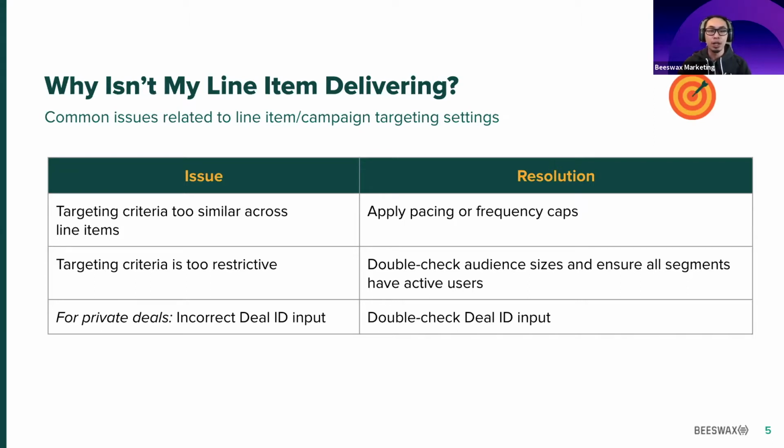Another reason why targeting affects line item delivery is because the targeting criteria is too restrictive.